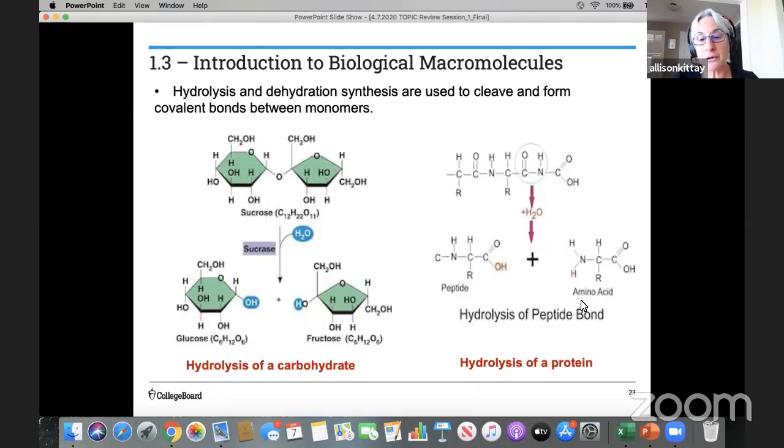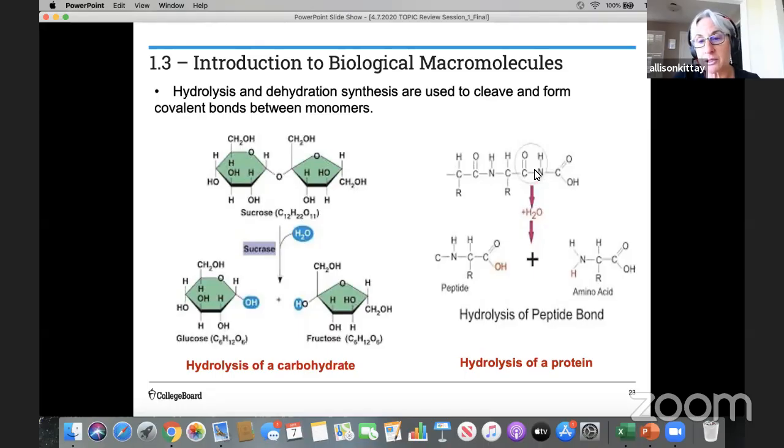We can also hydrolyze proteins. So what I'm showing you is a dipeptide, and what we're going to do is we're going to add water to bust apart that carbon-nitrogen bond right here, which is called a peptide bond.